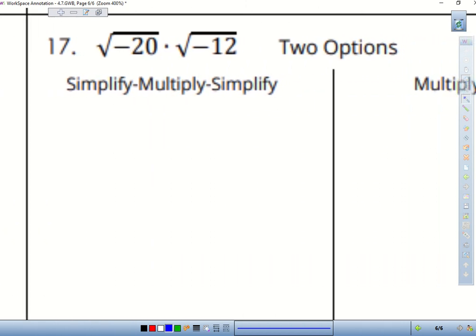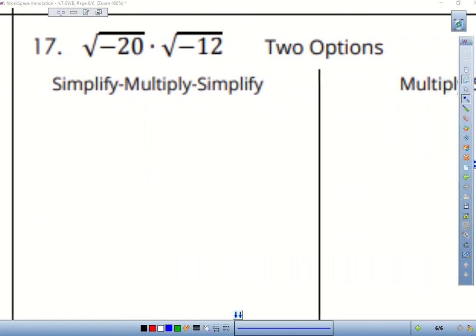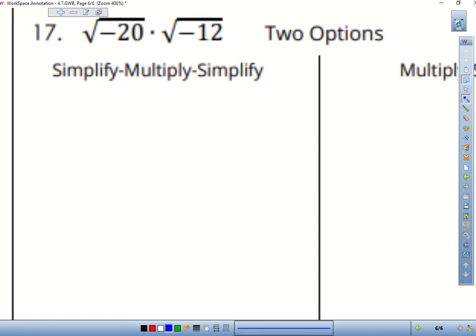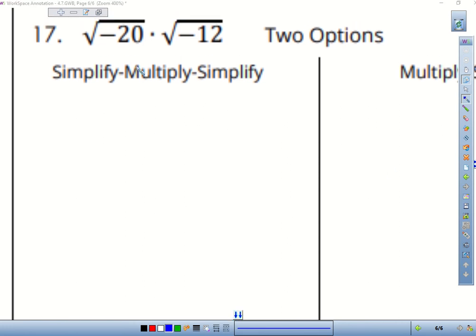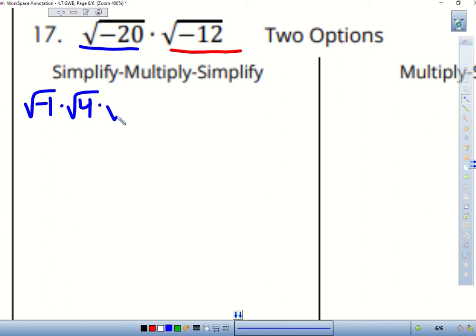So there's 2 ways to do this one. I prefer the way on the left, and then I will show you how you would go about doing it the other way. So we're basically going to do it like we did a few slides ago. We're going to do each one individually, okay? So radical 20 breaks down into -1 times, what can I break down 20 into? 4 and 5, right?